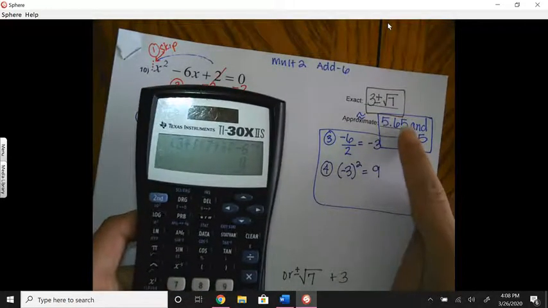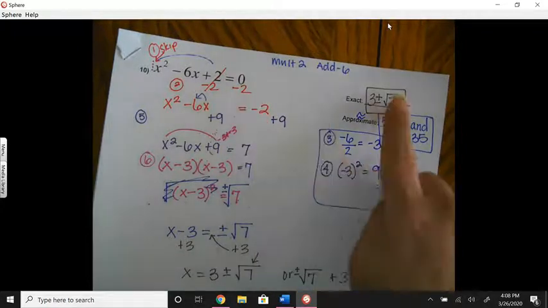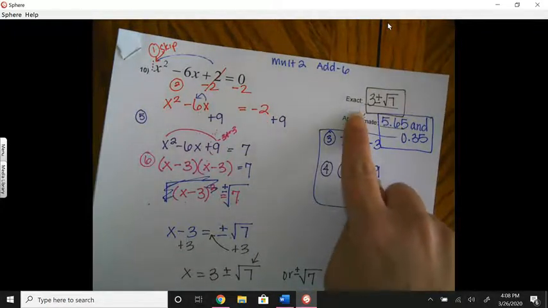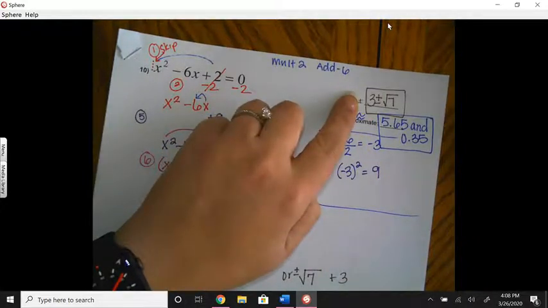So again, you can use these to check if your answer is right, but it won't give you that exact number. It should be pretty dang close though. If you plug in the exact, that's the difference between exact and approximate. If you plug this in, you'll get exactly the right answer.